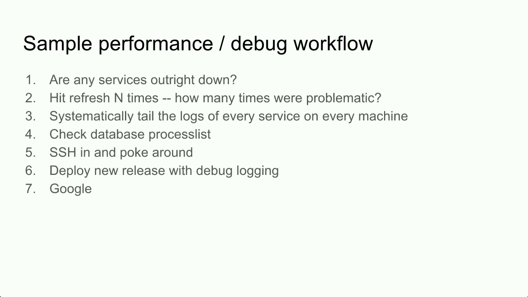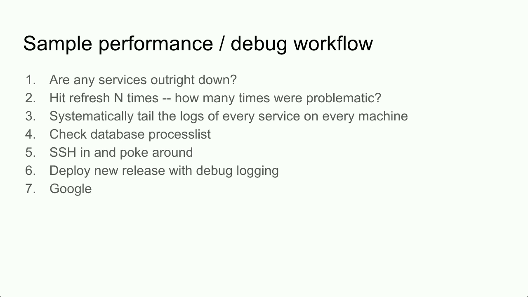If that doesn't immediately tip you off, you tail the logs of every service and every machine. You didn't really have Splunk. There weren't all these cloud logging things. And so you would have a bash script that would tail all these logs in parallel. Maybe you want to check the database process list, SSH in and poke around. For slow stuff in particular, this was really hard to track down, because maybe you're looping over a certain query, or a query is taking a long time, but not long enough that it's running for like 60 seconds and you catch it. And so you insert some logging based on where you think it is and do a new release, and it takes a full day to figure out what's going on. And eventually you're just Googling it.